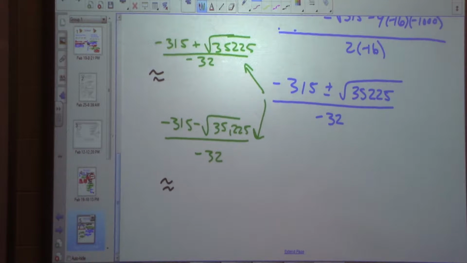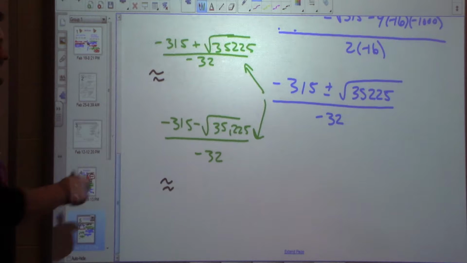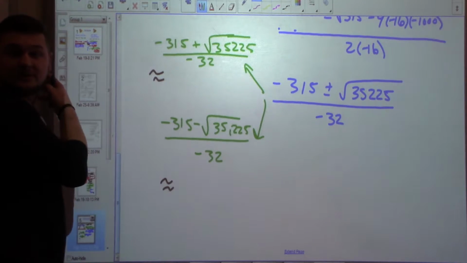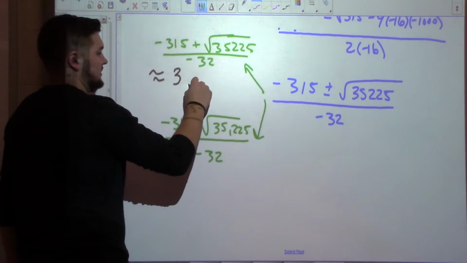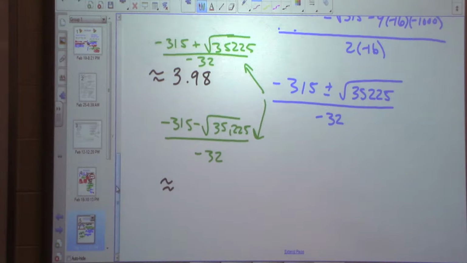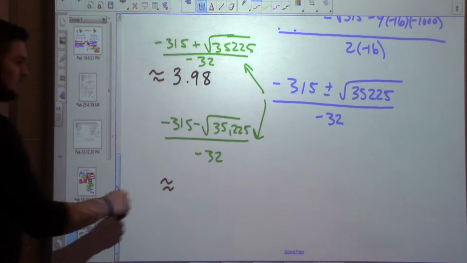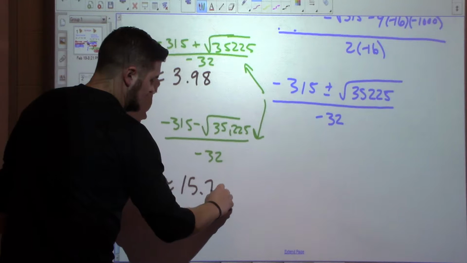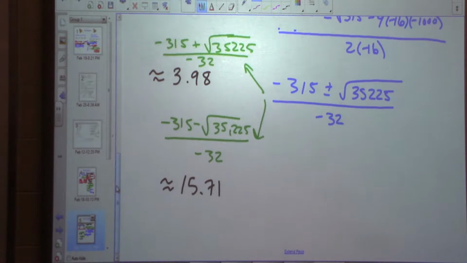Page G. What did you get for the first one? The plus the square root. 3.98. Okay. Page P. What did you get for the second one where we subtract the square root? 15.71. Okay. Perfect. Thank you, ladies.